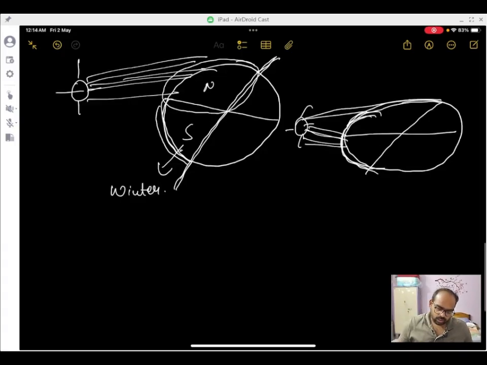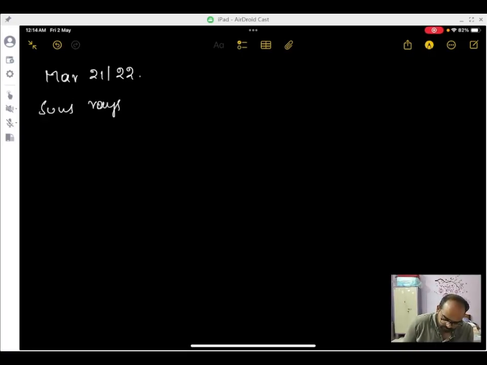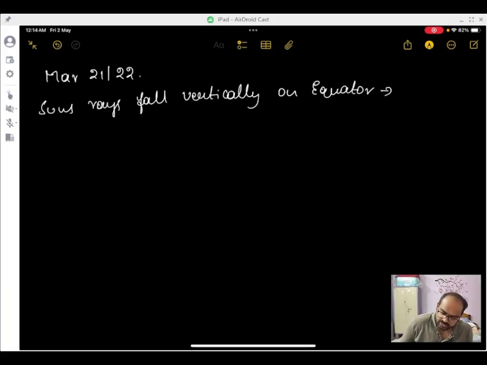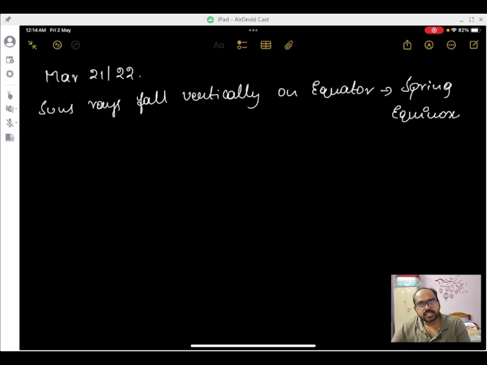Now we look into which time of the year these summers and winters take place. If you start at March 21 or 22, what happens? The sun's rays fall vertically on the equator, and we experience the spring equinox.